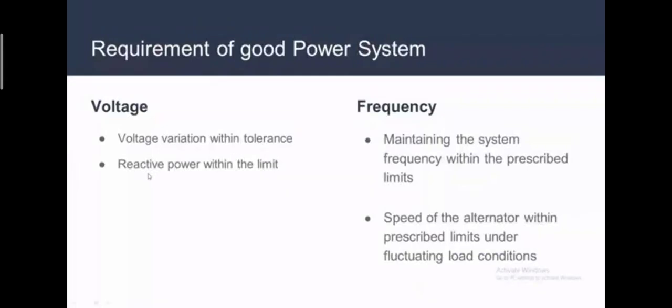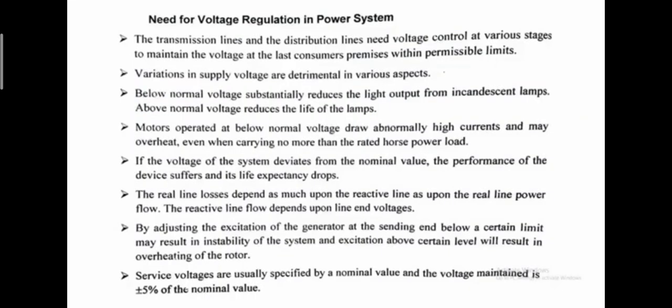Tolerance, so that automatically the reactive power is maintained within these limits. You maintain the reactive power, the voltage value also within the tolerance limit. Then frequency: maintain the system frequency within the prescribed limits, so that the speed of the alternator is within this prescribed limit, which means automatically the frequency value is within the tolerance limit. To maintain these two means the power system is stable. Voltage and frequency are within the acceptable limit. The power system is stable.